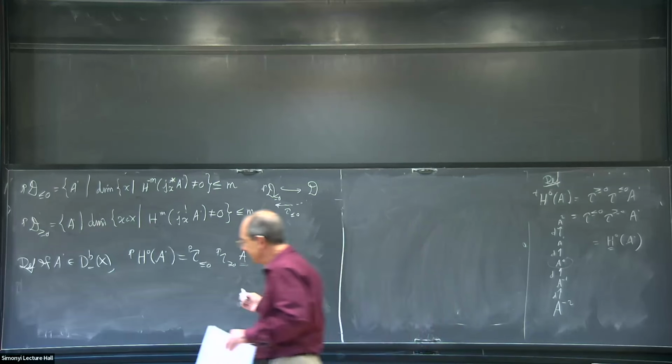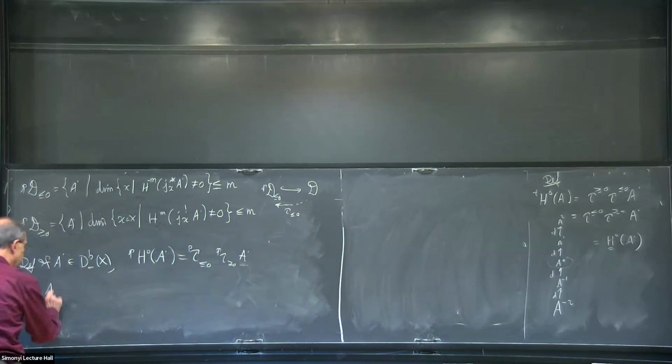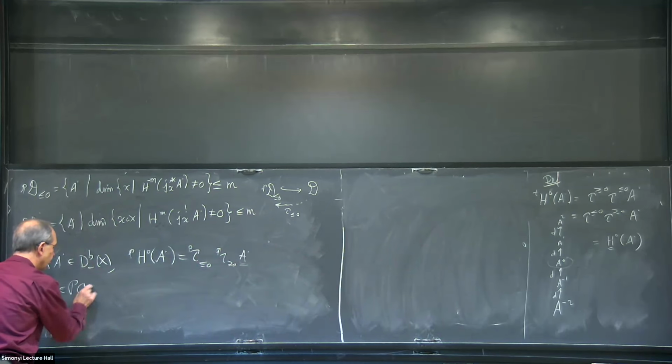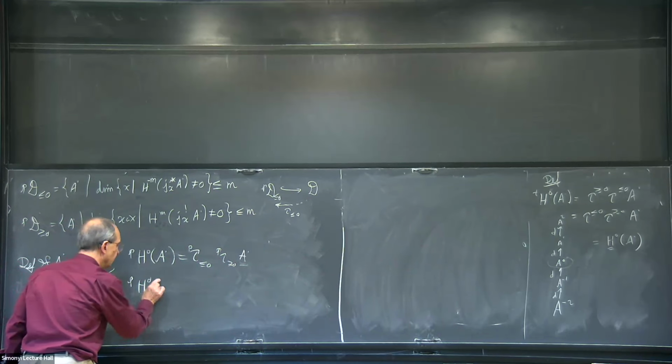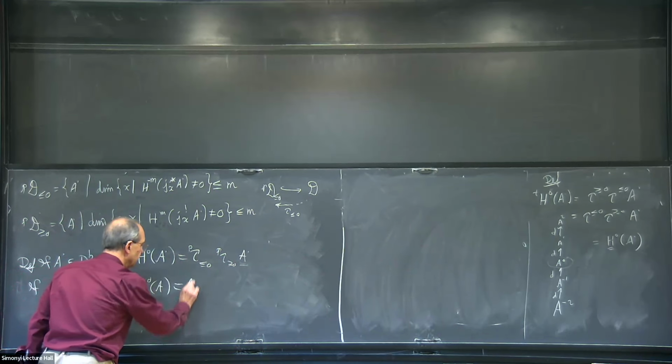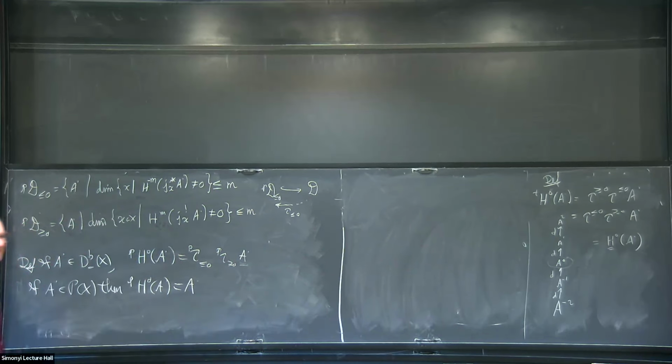Well, one thing I can tell you is that if A is perverse, then perverse cohomology of A equals A. So just like for sheaves, if you start with an honest sheaf in degree zero, then its cohomology in degree zero is itself. I don't have a good way to think about it.